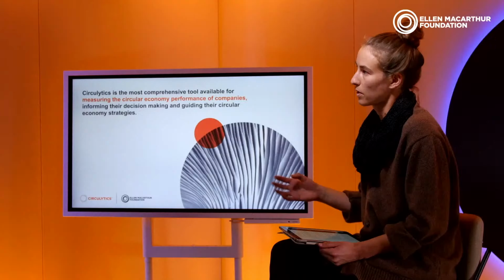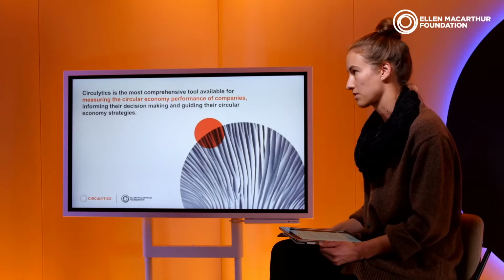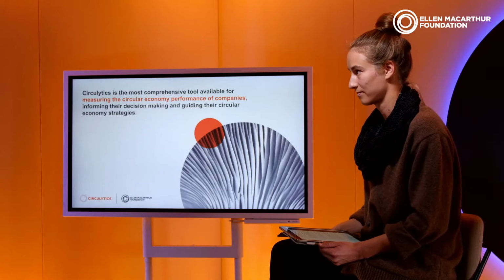But in order to make the right strategic decisions, companies really need to know how they're performing and they need the right data. And that's where Circulytics comes in. It can highlight the strengths of the company and it can highlight areas for improvement. And by providing these insights, Circulytics essentially helps them become more circular. Right, so if the goal is to become more circular, how does measuring that help you to get there?